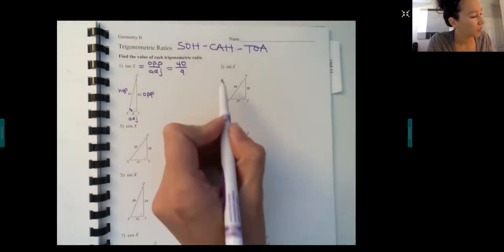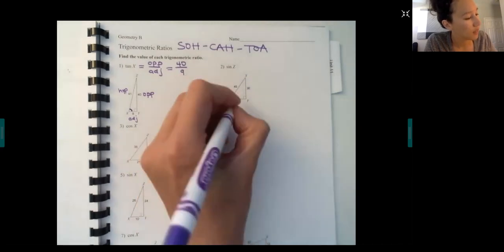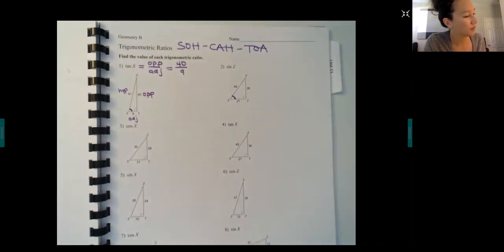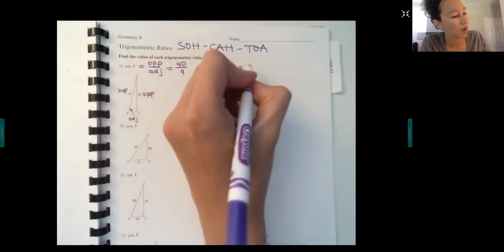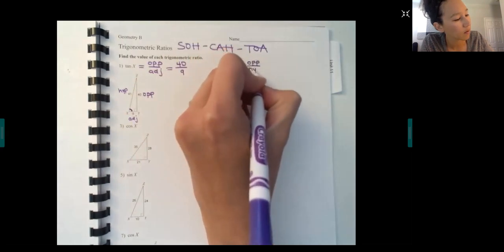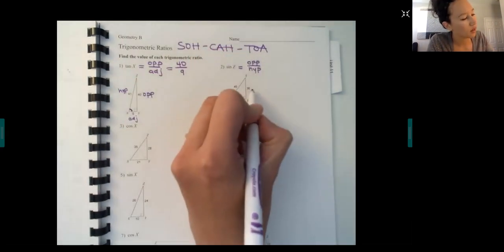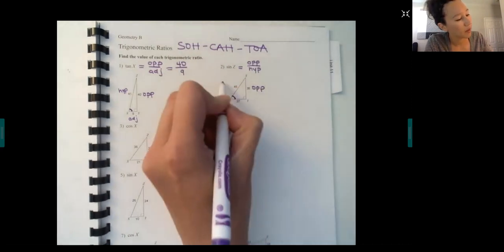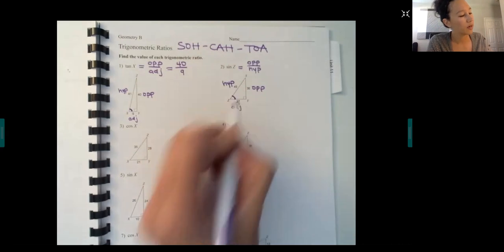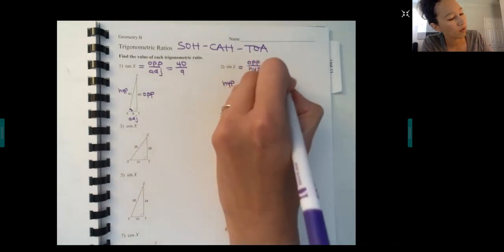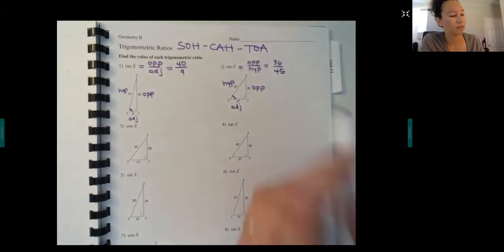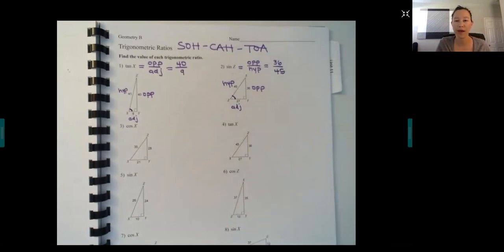Number 2, we have the sine of Z. So here's Z, there's our reference angle. We're doing the sine, so it's going to be SOH, which is opposite over hypotenuse. So we'll label our sides. Here's our opposite side. Here's our hypotenuse. We don't even need to label our adjacent, but we will. And then our opposite side is 36 divided by our hypotenuse, which is 45. So it's 36 over 45.